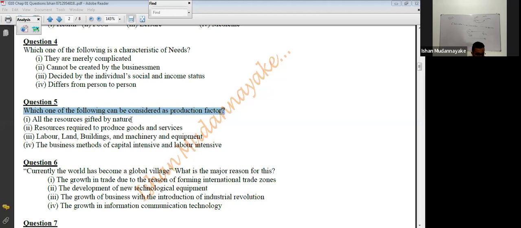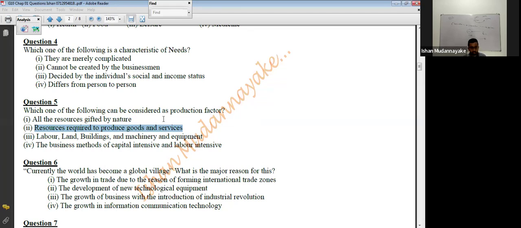No, Dhanuja. Here, the first one, all the resources gifted by nature, belongs to land. We can't take the first one. The second one, resources required to produce goods and services, is the answer. Resources required to produce goods and services can be known as factors of production. Okay, students, the second one is the answer.